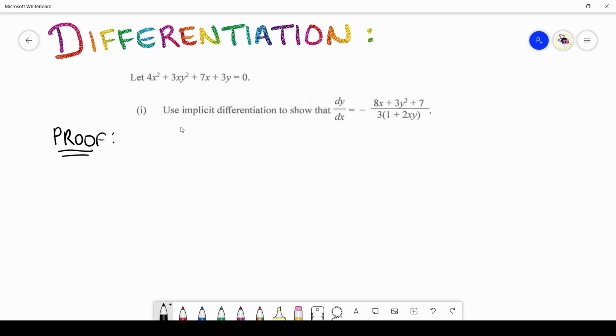Now, with implicit differentiation, it just simply means that your function is written in terms of multiple variables. In this question, we have the variables x and y being present. So what you need to observe is, in the question, they are asking us to differentiate y with respect to x. So that means where y is present, if we were to differentiate, say y squared with respect to x, then you can go ahead and differentiate normally. The differential of y squared is 2y, but that's with respect to y.